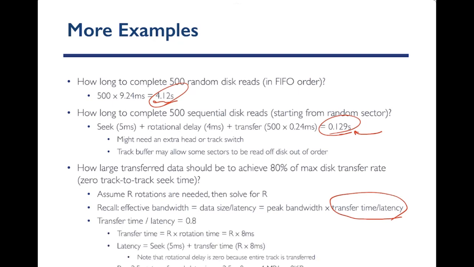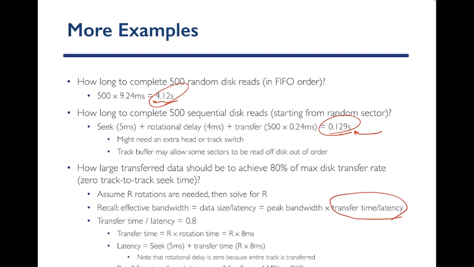So we want the transfer time divided by latency to be 0.8. Now, what is the transfer time? Well, the transfer time is basically our rotation time, multiplied by R, because we're reading from R different tracks. So it's going to be R times rotation time. Now, in this particular example, the rotation time was 8 milliseconds. Here, we're not using the average rotation time. We're using the full rotation time because we're reading a full track.